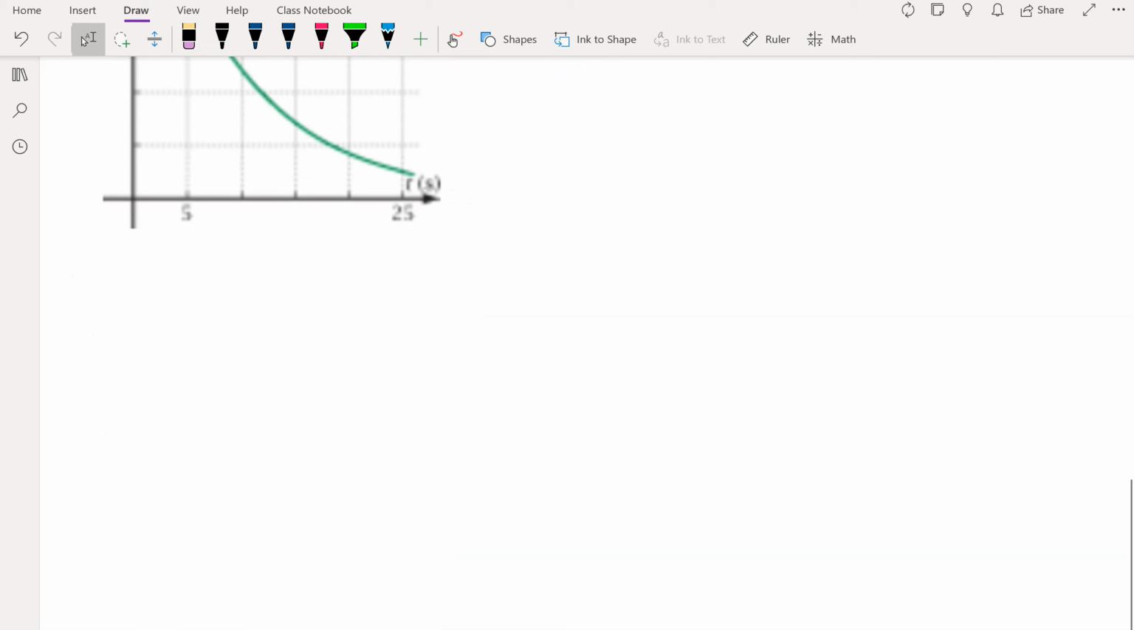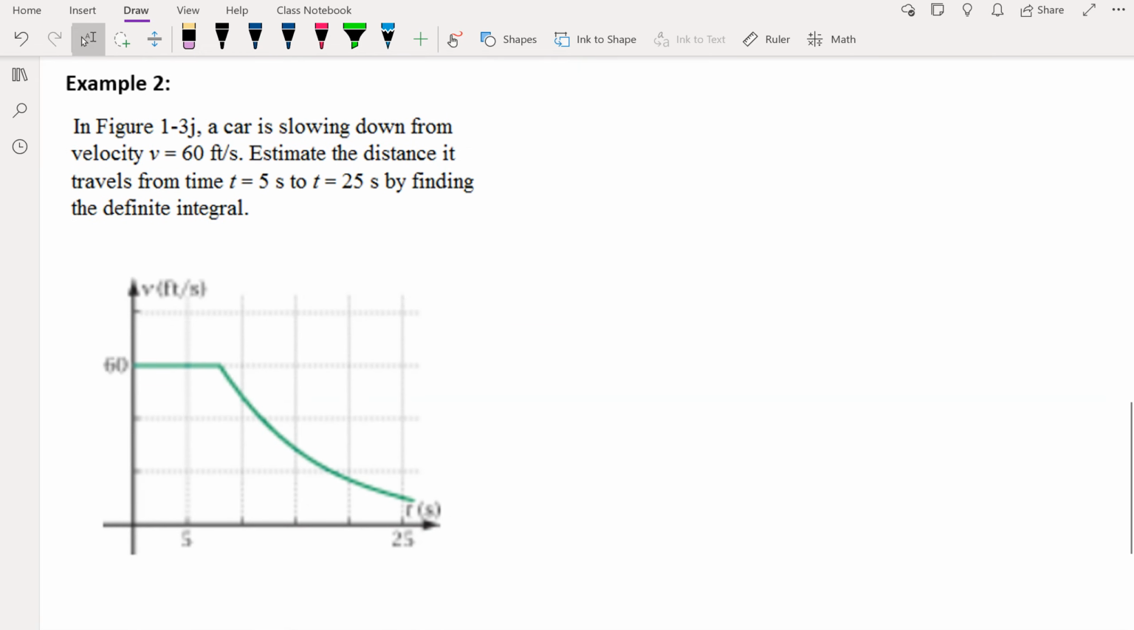And it's our last example. Cool. In this figure, a car is slowing down from the velocity 60 feet per second. Estimate the distance it travels from t equals 5 to t equals 25 by finding the definite integral.